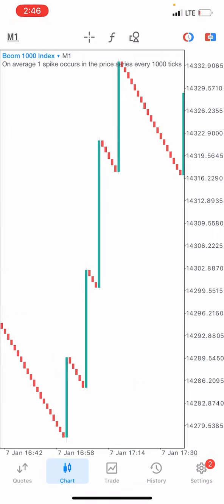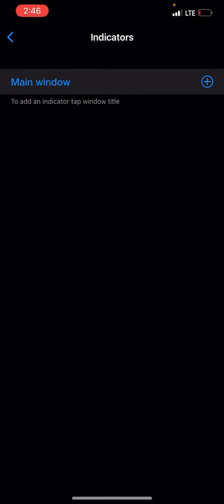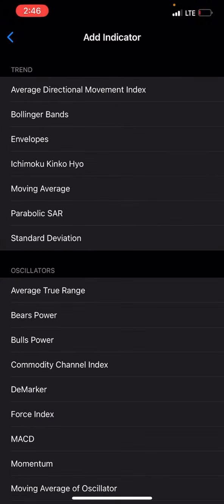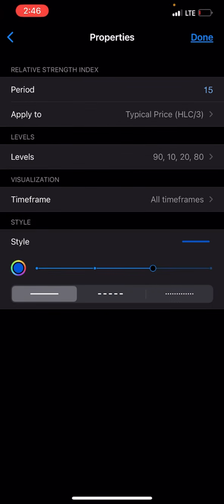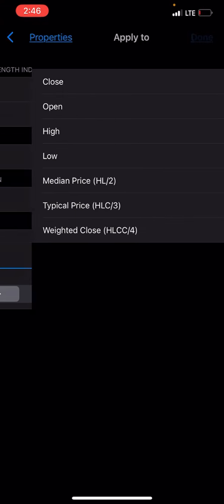So let me quickly show you guys the settings. The first thing you need to do is click on this plus sign here. The first indicator you're bringing in will be RSI. You know I love using RSIs, and there's a reason for me using RSI. RSI does not lag. I hope I'll remember to tell you guys my reason for RSI. So on the period here, we have period 15 applied to typical price.